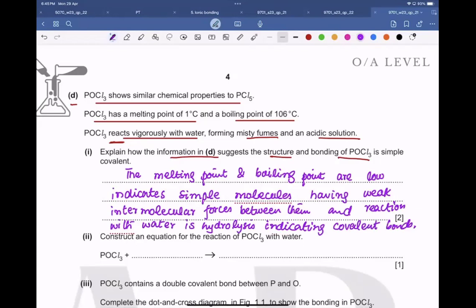High melting point and high boiling point would be temperatures like 500, 600, 700. When the melting point is like this, then it is considered to be high.